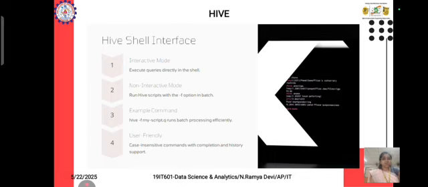The interactive mode executes queries directly in the shell. And the non-interactive mode runs Hive scripts with the -f option in batch, and the hive -f myscript runs batch processing efficiently, with case insensitive commands and completion on history.